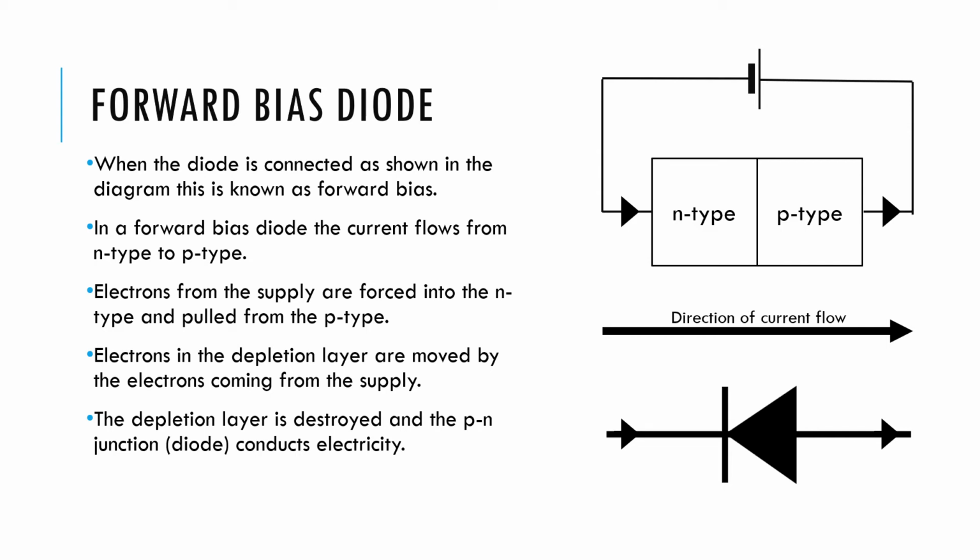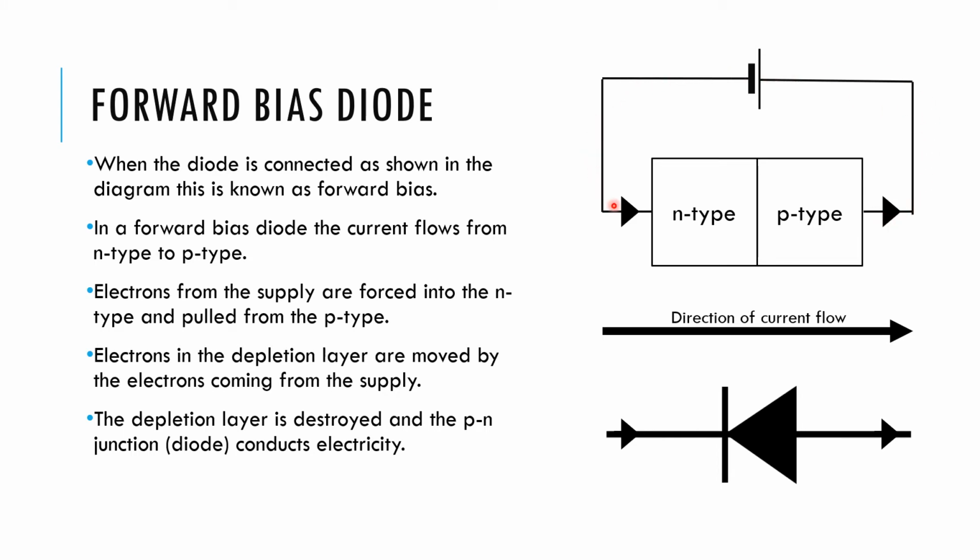So we can connect up a p-n junction, a diode, in two ways. The first one is known as forward bias. Now current is coming from the supply round here, and so electrons are coming around this way, and negative charge is getting pulled around this way.